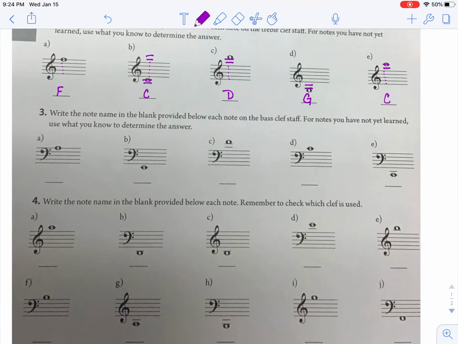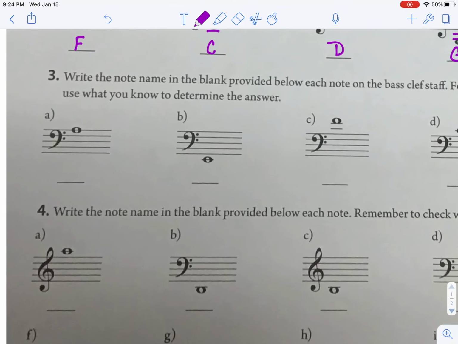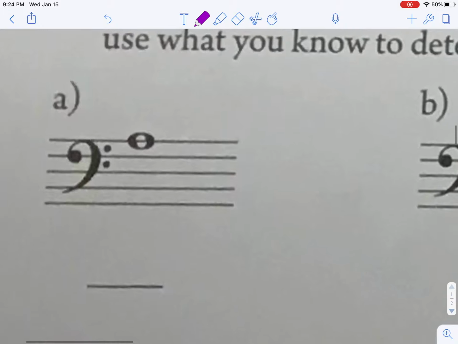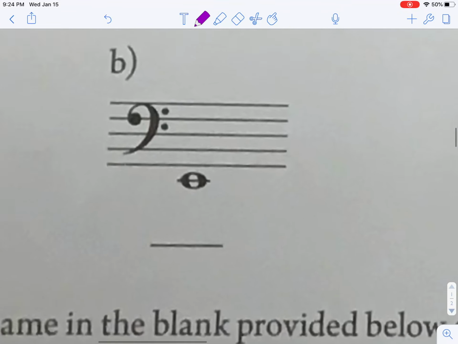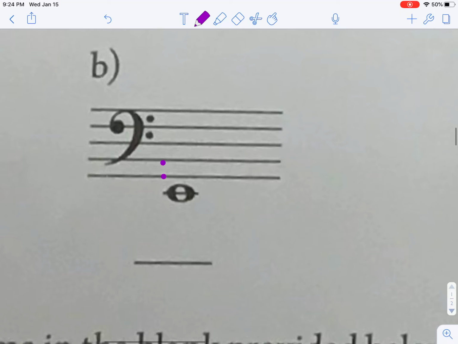Write the note name in the blank provided below each note on the bass clef staff. For notes you have not yet learned, use what you know to determine the answer. Here we go. So we're thinking glad bags don't fall apart, all cows eat grass now. Glad bags don't fall apart. A. All right. Glad bags don't fall apart. Cause elastic. This baby's an E.